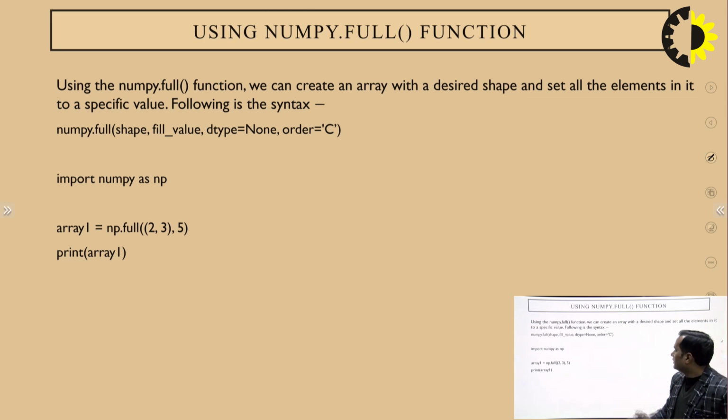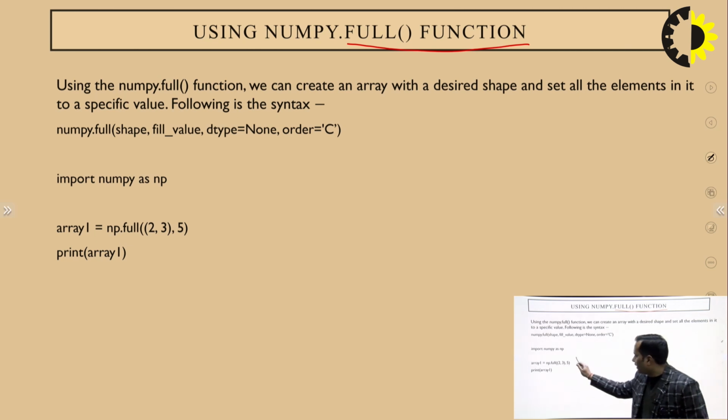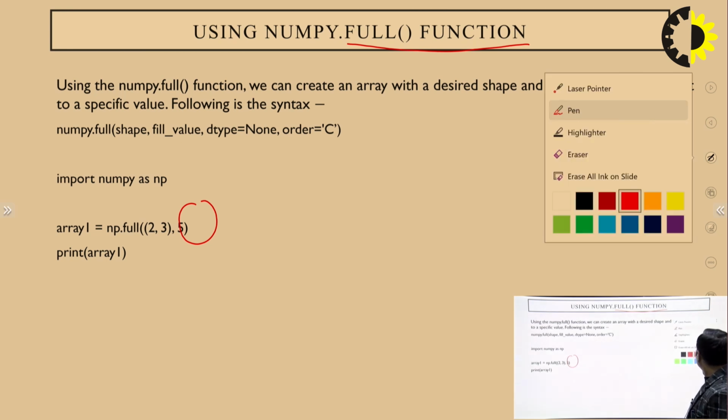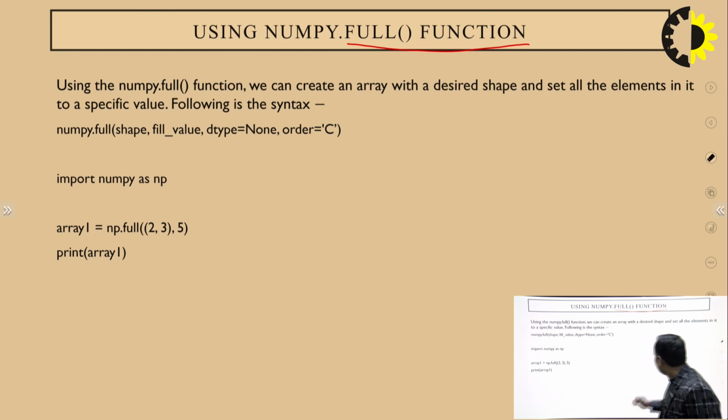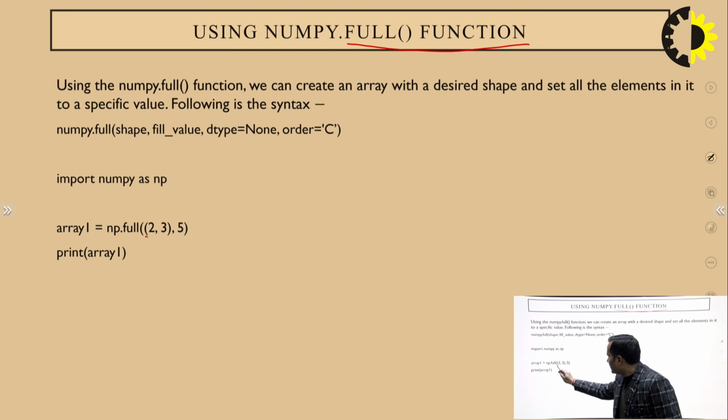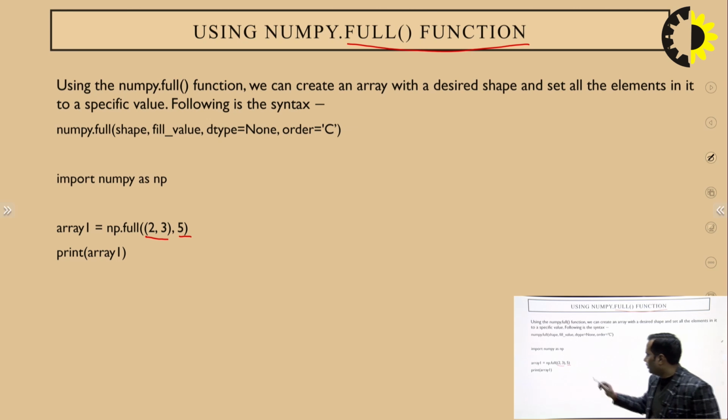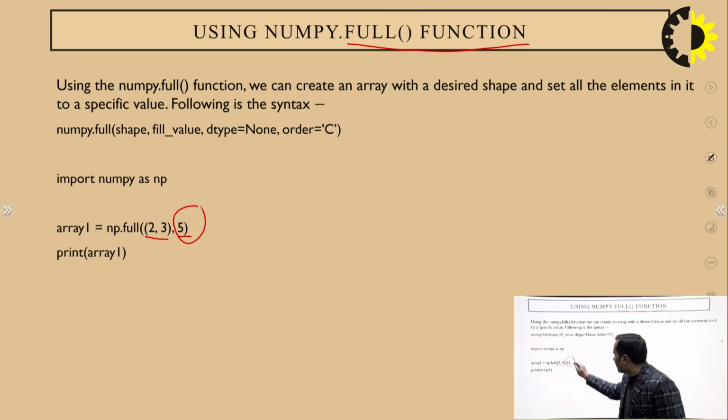Another routine here is the full function. Using the NumPy full function, we can create an array with the desired shape and set all the elements in it to a specific value. That means whatever value we have specified, it will fill the array with that particular value. The first parameter is the shape, and the second parameter is the specified value. Here we have provided the value 5.